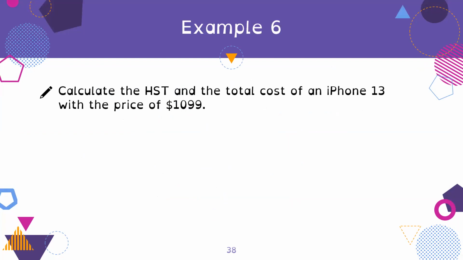All right, so this example, calculate the HST and the total cost of an iPhone 13 with a price of $1,099. So here, this tells us to calculate, we want both the HST and the total cost. So we need to do the two steps because that's what the question's asking us for. I'm trying to understand that you know how to calculate the HST. So when it just says HST, even though it doesn't say that we're in Ontario, assume that it's Ontario because we are in Ontario. So it makes the most sense to do what it would be for us.